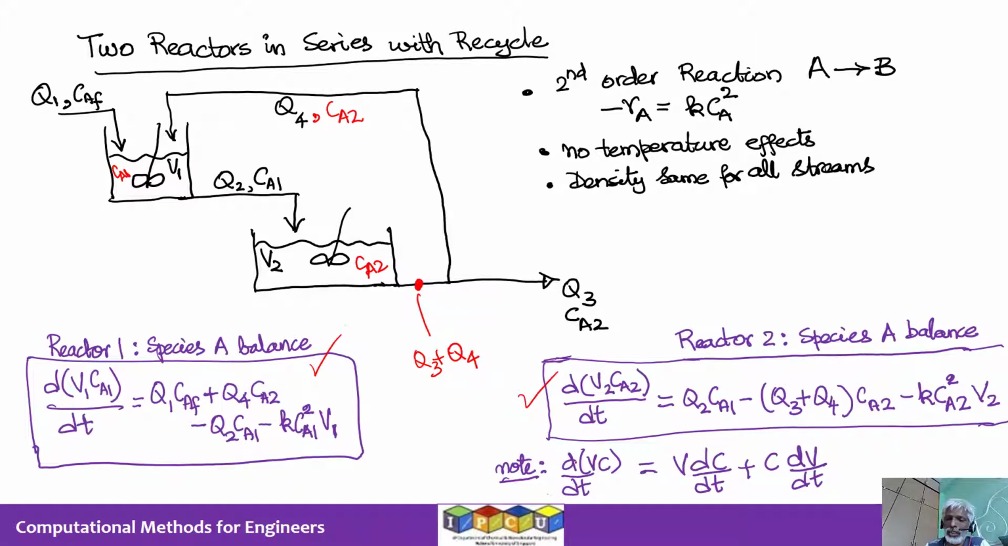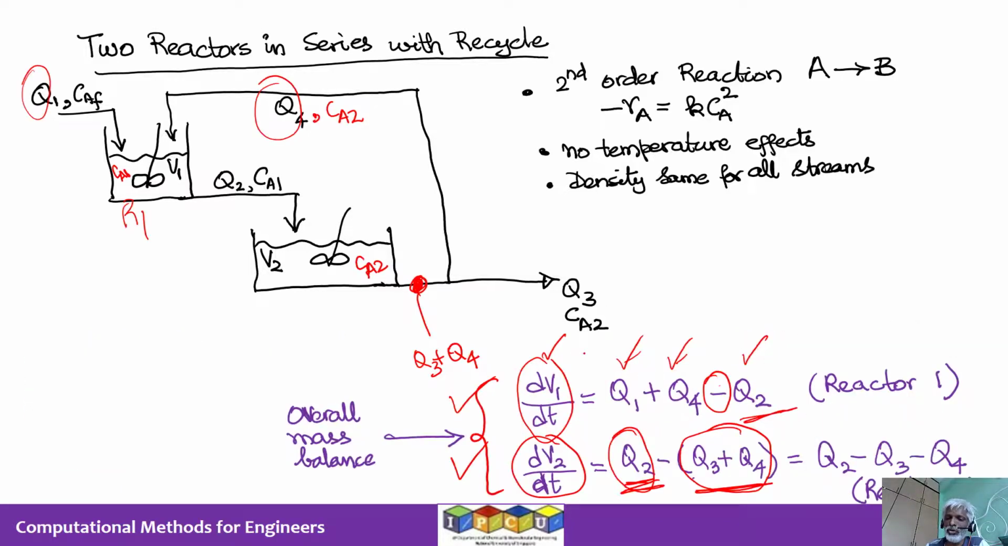Please note that d by dt of VC can be written as V dC by dt plus C dV by dt. This is using the chain rule in calculus, or the product rule if you like. So we would just use this, and d by dt of V2 CA2 can be written as V2 d by dt of CA2 plus CA2 dV2 by dt. And we have dV2 by dt here. So you can do the substitutions, simplifications, etc. if you want to handle that.